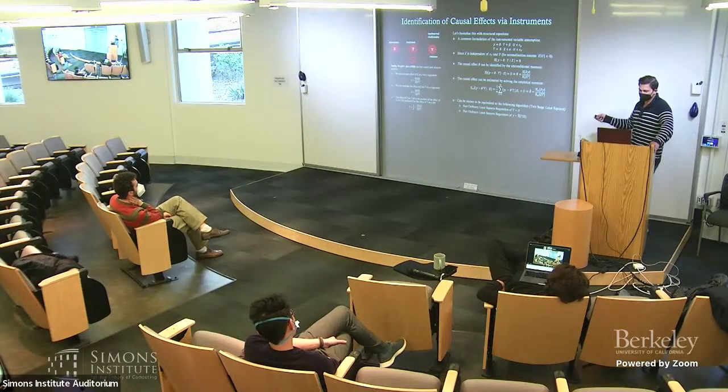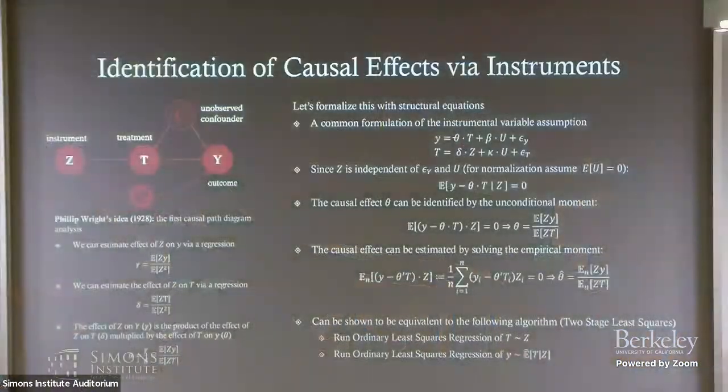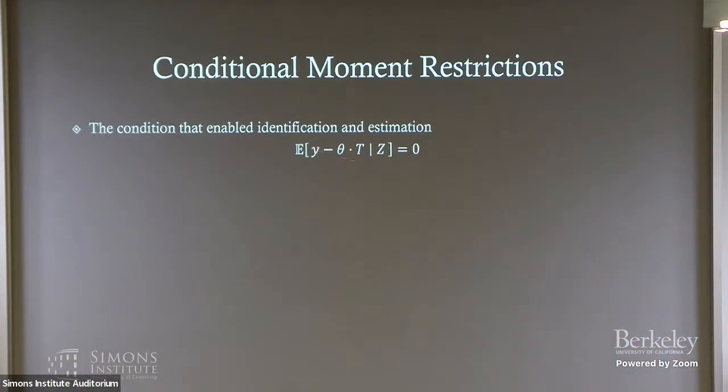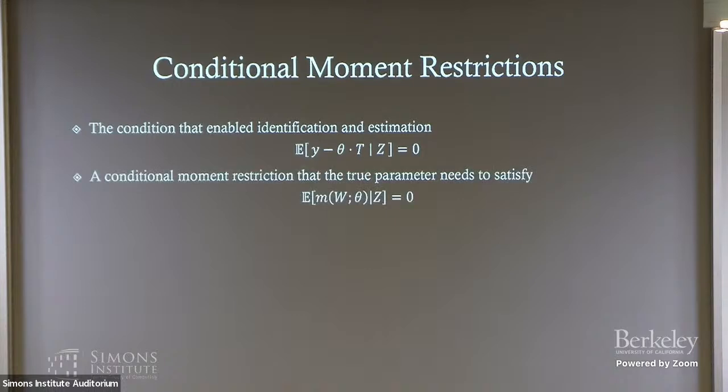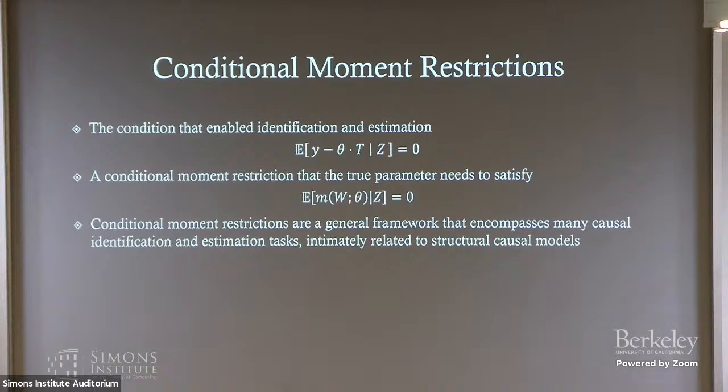So what was the key assumption that allows us to identify this effect? The key assumption is this conditional moment restriction that also Nathan started with, which needs to be satisfied by our data. And this is a special case of a more general statistical problem of trying to satisfy some moment condition conditional on a set of variables, right? So M is a generic moment vector, W are some random variables, theta is a quantity you want to estimate, and Z is some subset of these random variables.